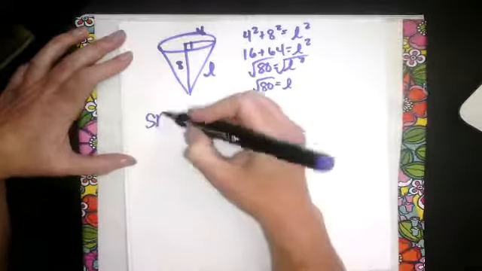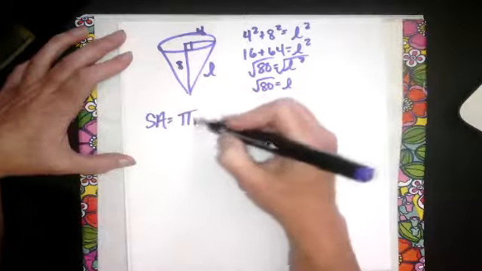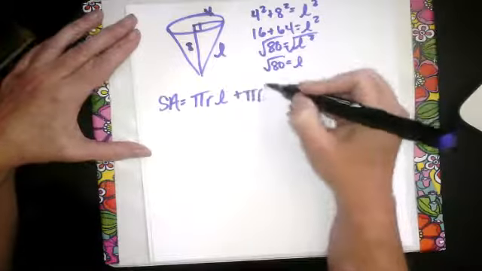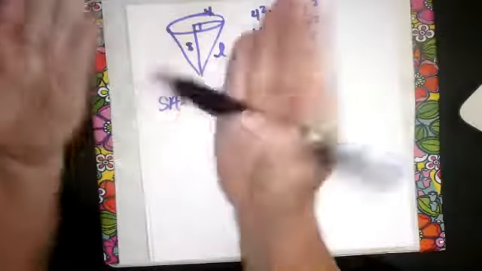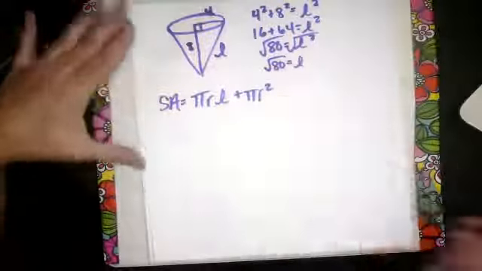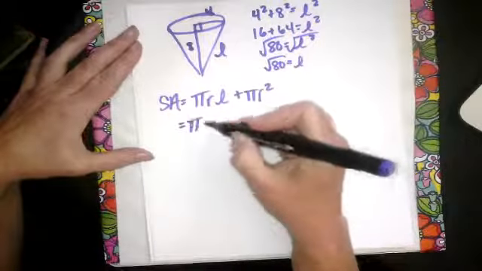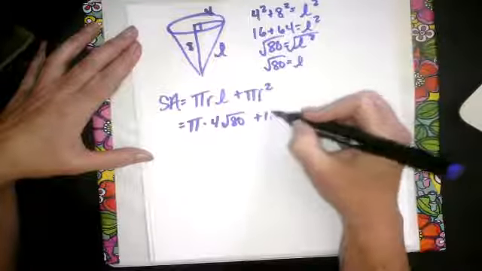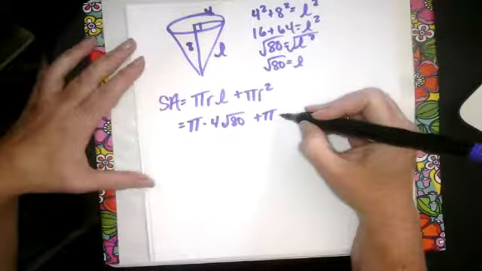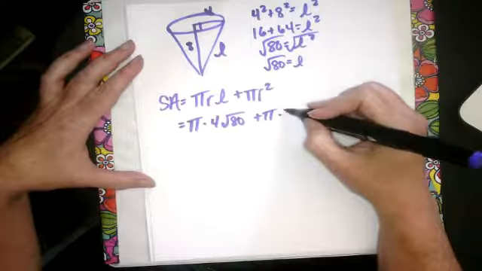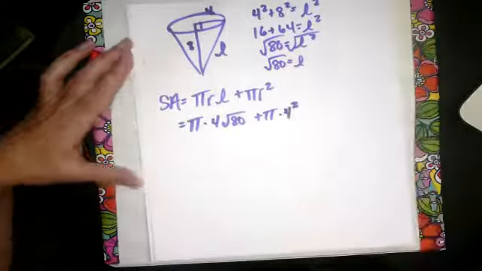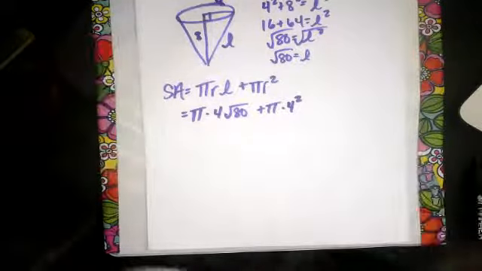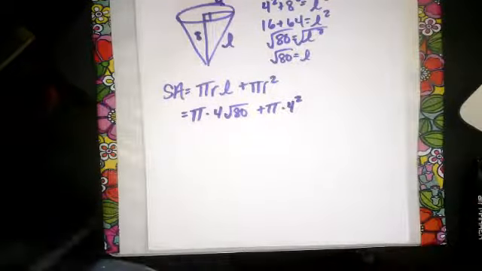So to do the surface area, we're going to do pi r slant height plus pi r squared. Again, that pi r L is like the outside of the cone, and then we add the base to that. So we want to do pi, radius is 4, slant height is the square root of 80, plus pi, radius is 4, so 4 squared. On this one, I'm actually going to plug that into my calculator, so I'm going to take a minute and get my calculator to show you what that looks like.